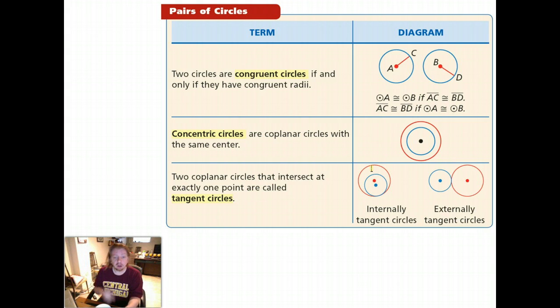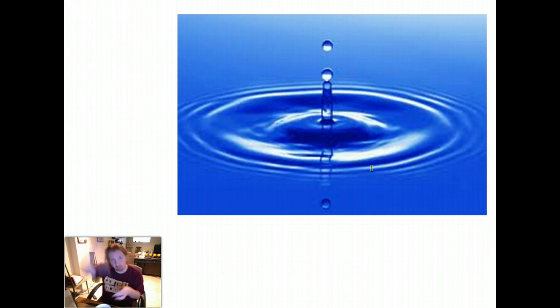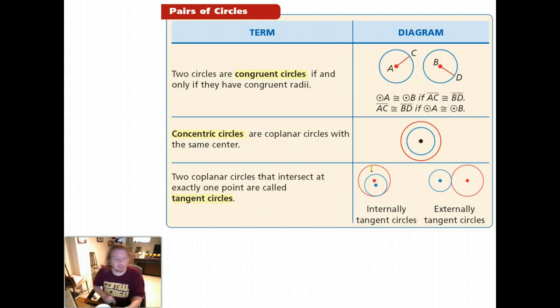Concentric circles are circles with the same center. There's an easy way to picture these. You drop a drop of water into a pond and it makes concentric circles, because the center of all of those expanding circles is where the drop of water hits. And as it drifts out, those are concentric circles.